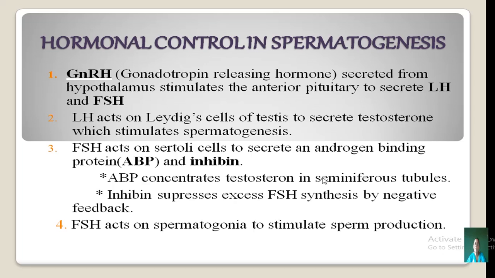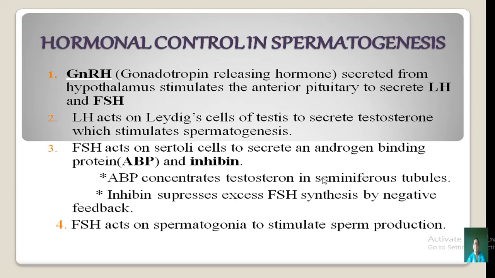FSH stimulates the Sertoli cells of the seminiferous tubule to secrete androgen binding protein and inhibin. Two things are secreted from Sertoli cells. The first one is androgen binding protein. This protein concentrates testosterone in the seminiferous tubules to stimulate spermatogenesis, which is by the influence of ABP.